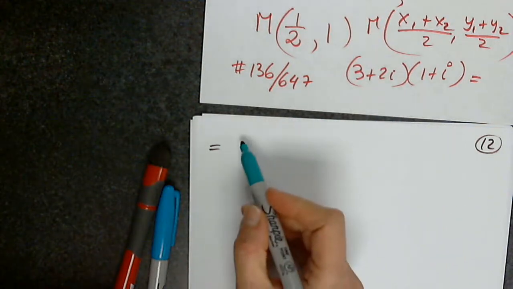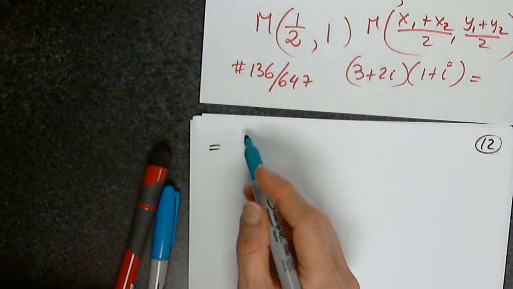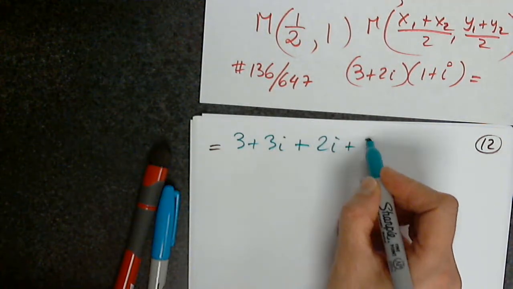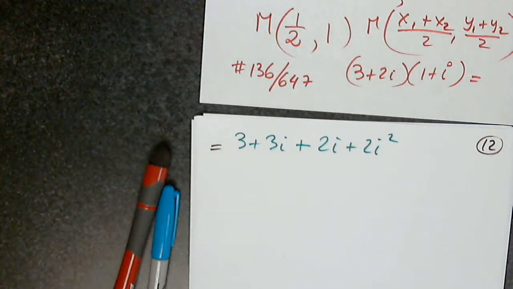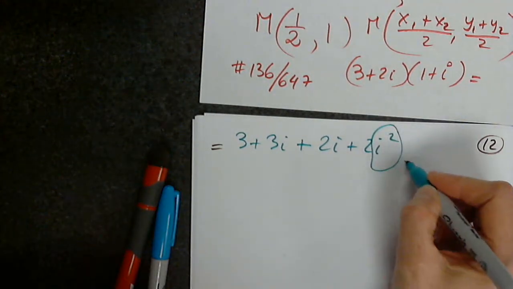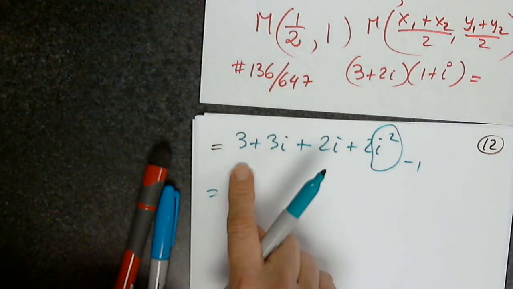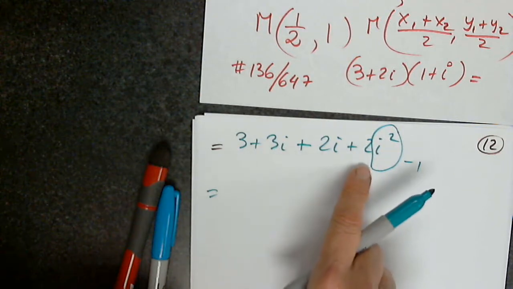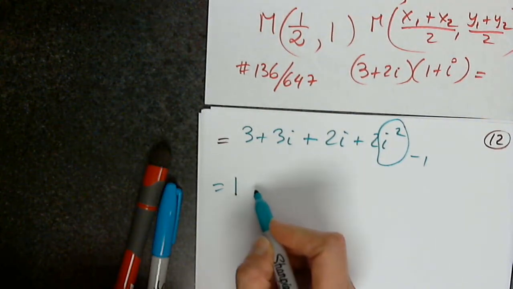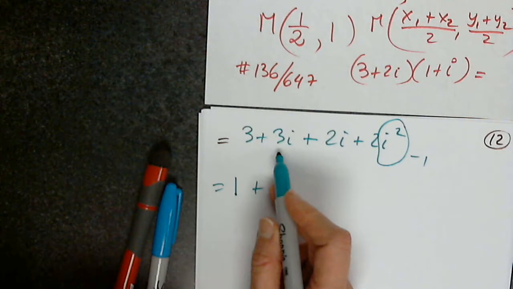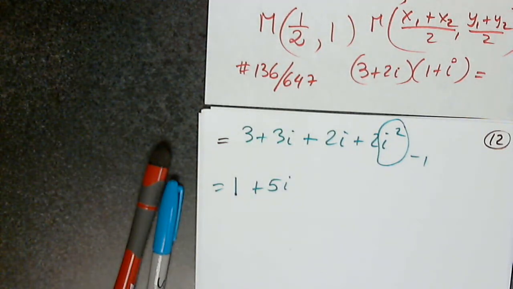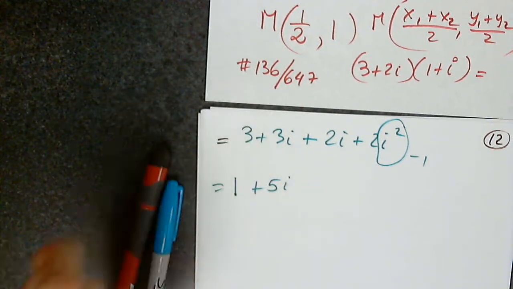So, can anyone dictate? 3 plus 3i. Excellent. Plus 2i plus 2i squared. Very good. What do we know about i squared? Awesome. So then we have 3, but since 2 times -1 is -2, 3 minus 2 is 1, plus 5i. That's it. Problem 136 on page 647.